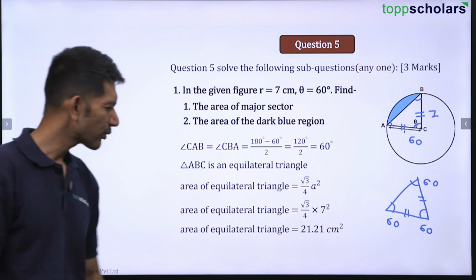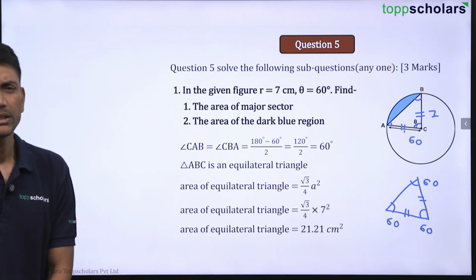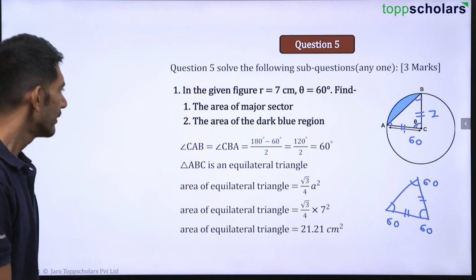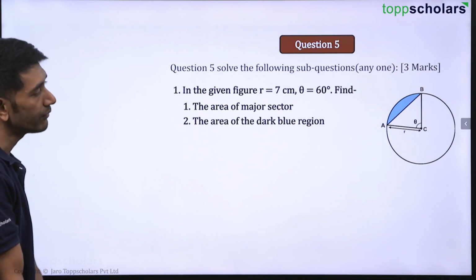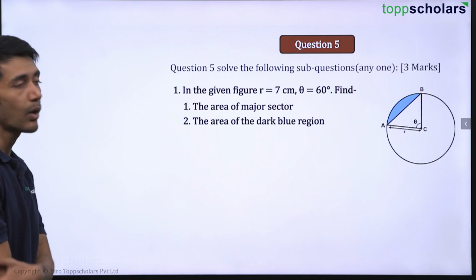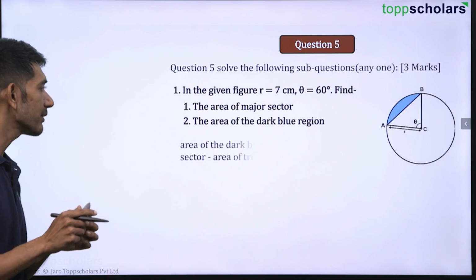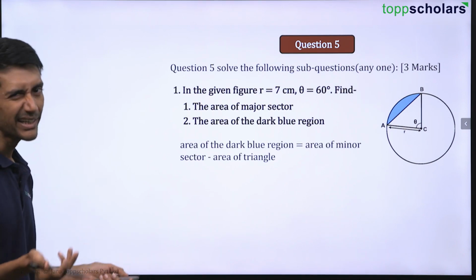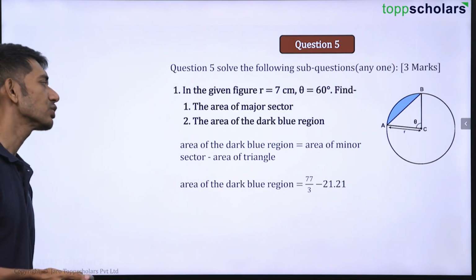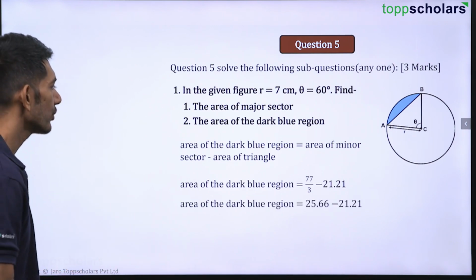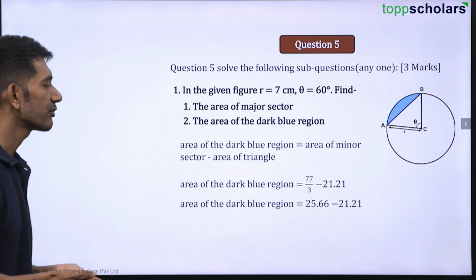And 49 by 4 root 3 is nothing but 21.21 centimeter square. Now our job is done, because once we got the area of that particular triangle, what will be the area of the segment? Area of the segment is given by subtracting the area of the triangle from the area of the sector. So 77 by 3 minus 21.21, and that is going to give you 25.66 minus 21.21.